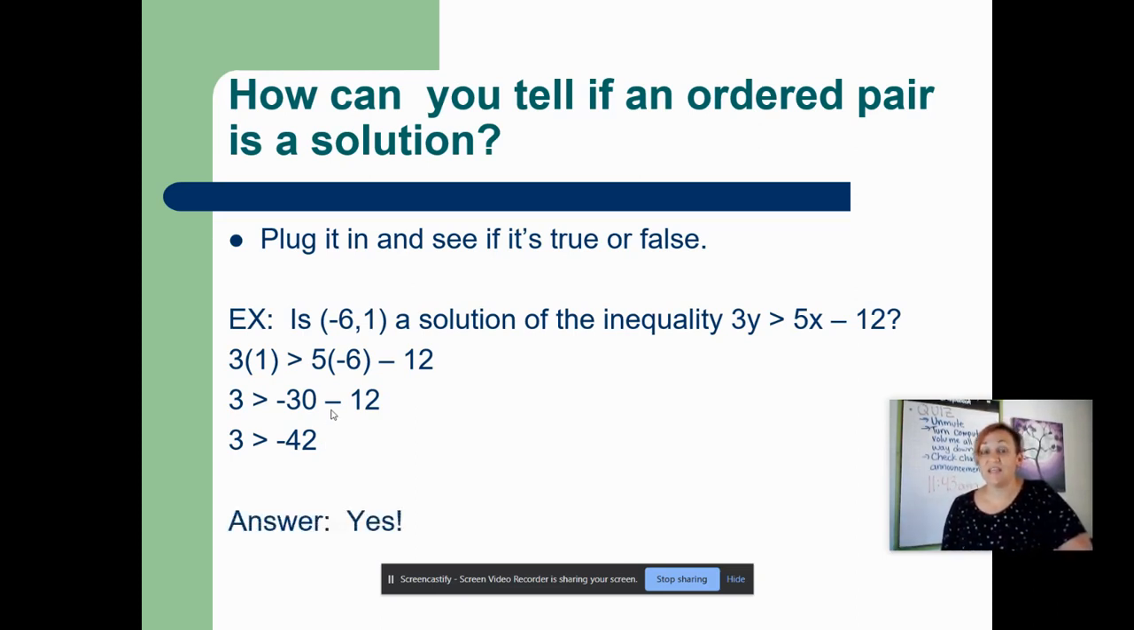This is a solution. So the question was, is it a solution? And the answer is yes. That also means, again, if we were to graph this, and we would want to change it to graph it, but if we were to graph this, that means that -6, 1 would be in the shaded region of your graph.